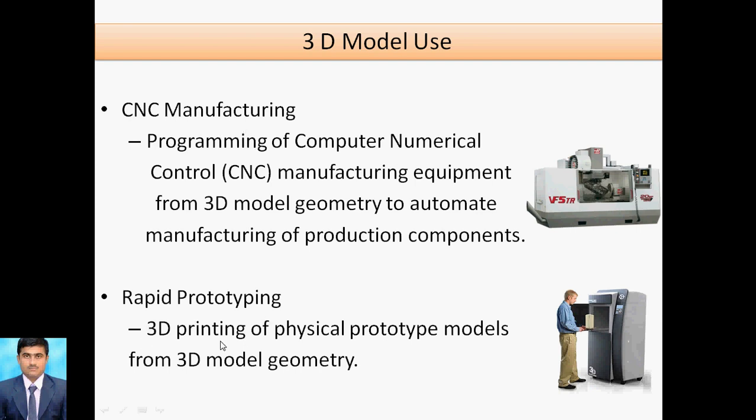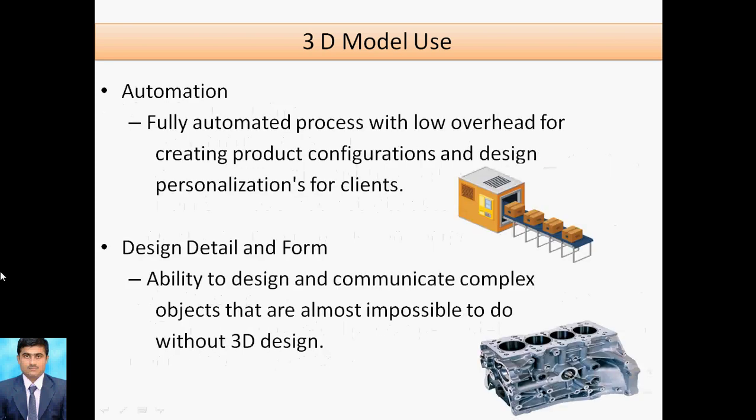Then rapid prototyping. If you have the 3D model geometry, you can directly convert it into a real product using 3D printing. There are different technologies available in rapid prototyping, so you can create a model with the help of the 3D model geometry. This is also an advantage. Then with the help of 3D model use, we can create product configurations according to the design of customers. So this is the most important advantage for automation.